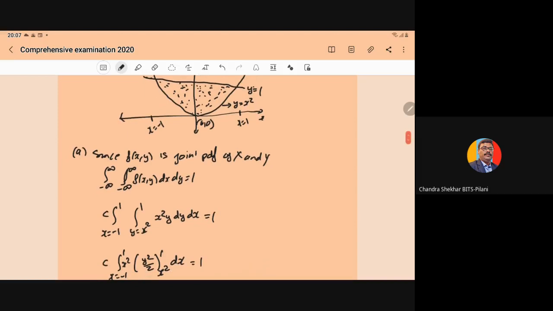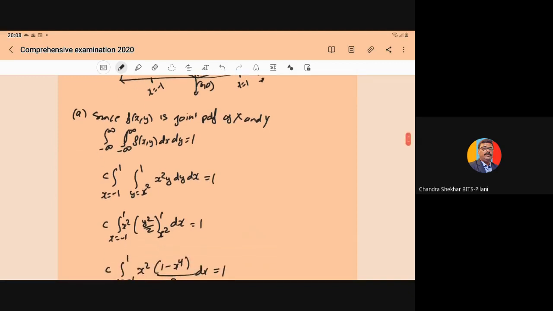So x is equal to minus 1 to 1, and y is equal to... here we are taking the strip like this, right? Here we are taking the strip like this. This is the question of the double integral. In Math 1 you have studied this. So integral y is equal to x square to 1 of c x square y dy dx. So c we have taken out of the integral.